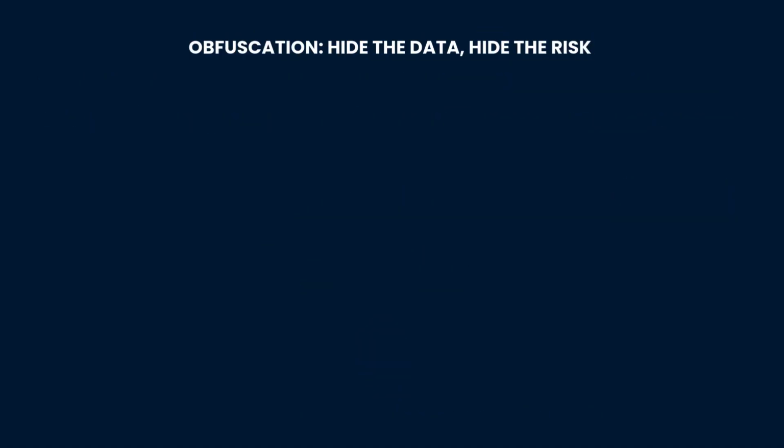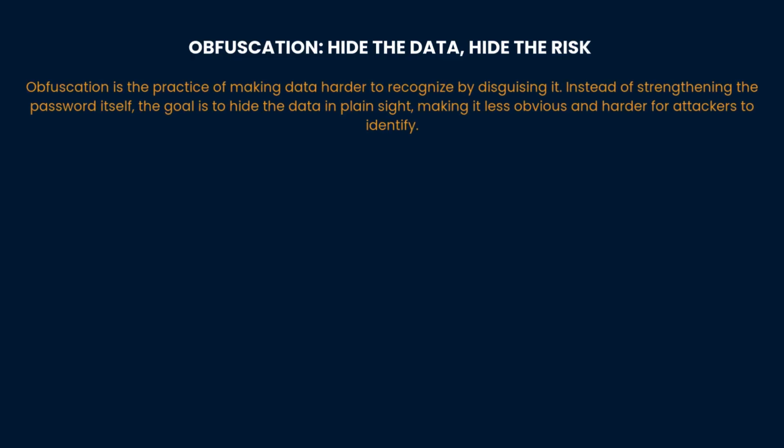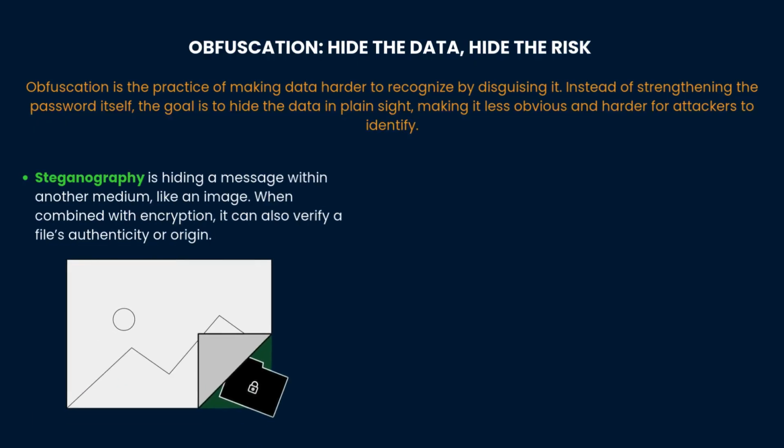Alright, let's switch gears and talk about obfuscation. Instead of strengthening the password, what if we make the data harder to spot? I mean, that's where obfuscation comes in. Think of it as hiding data in plain sight. You've got steganography. This means hiding a message inside something else, like embedding a secret message in an image file. The message can be encrypted first for added security. Used the right way, it can prove a file's authenticity or origin.